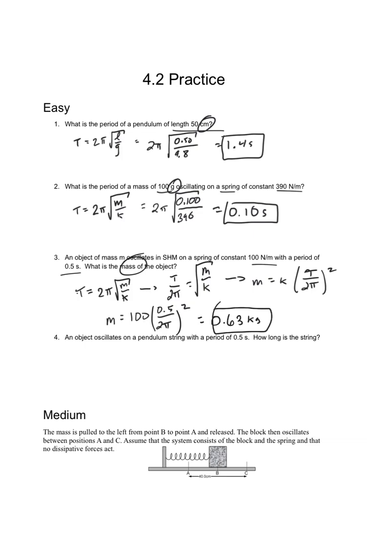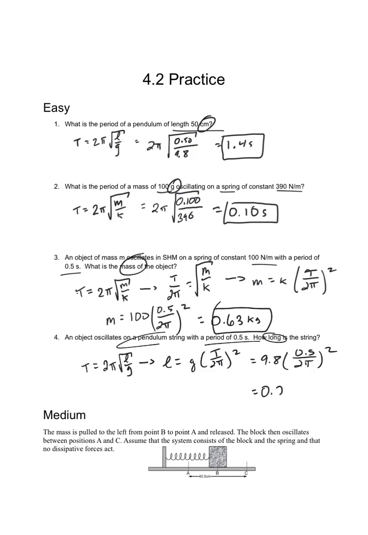Finally, let's look at question 4. An object oscillates on a pendulum with a period of 0.5 seconds, and we want to find the length of the string. Since we know this is a pendulum, we're going to use our equation T equals 2 pi square root of L over g. Following the same algebraic steps we did for problem 3, we get that L is equal to little g times T over 2 pi quantity squared, or 9.8 times 0.5 over 2 pi quantity squared. This gives us a length of 0.062 meters. And those are our easy problems.